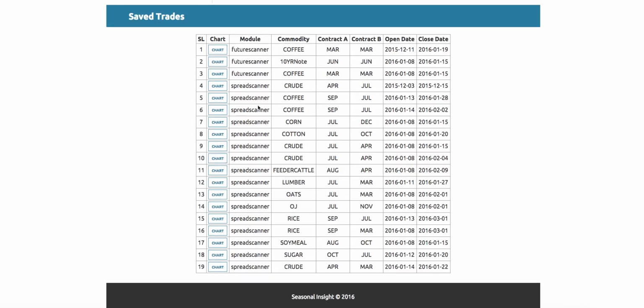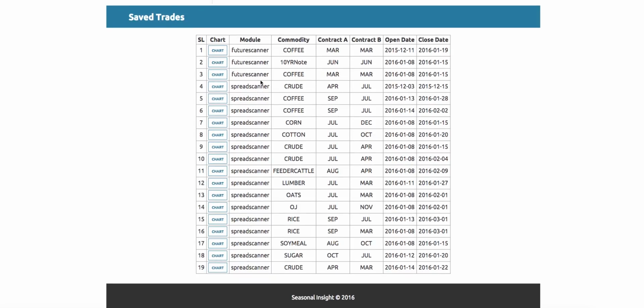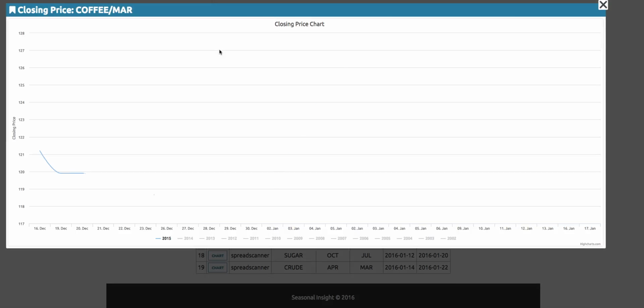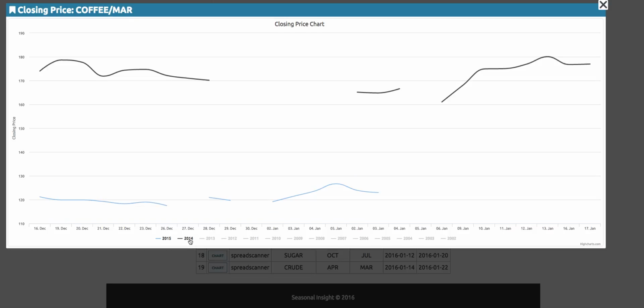So if we have a look at this trade here, the coffee future scanner trade, we can have a look at that and see how it's performing. So there we go. This is that trade live day to day, how it's going. If we look at 2014, these gaps are where there's been no trading during that period. We haven't closed the gaps with the algorithm.